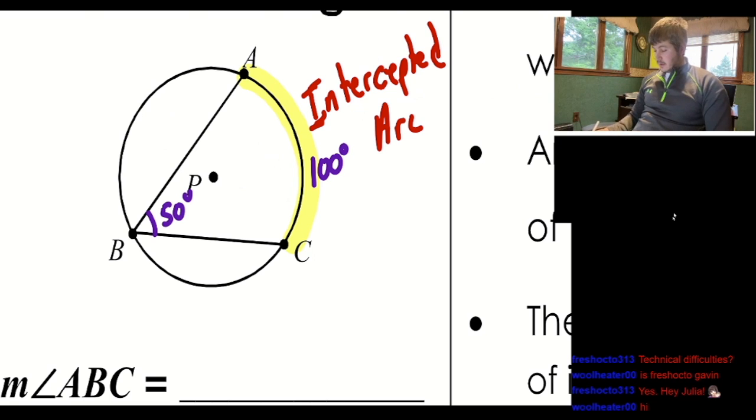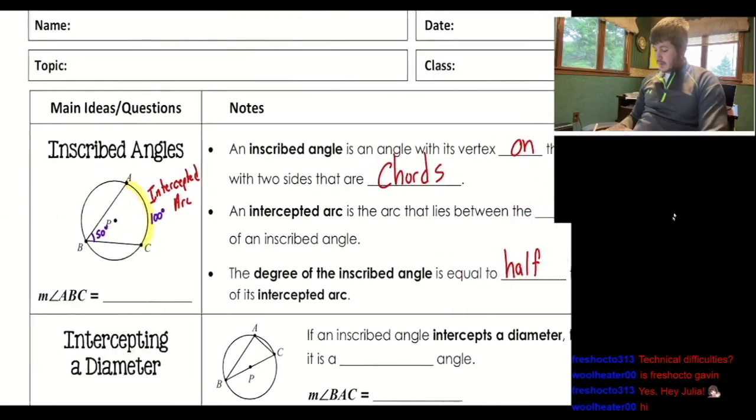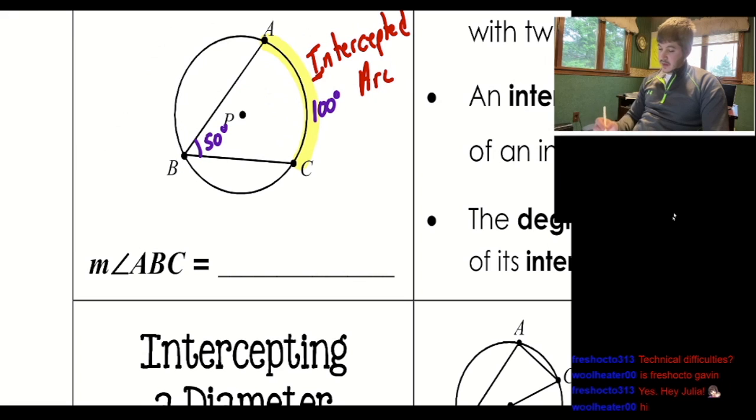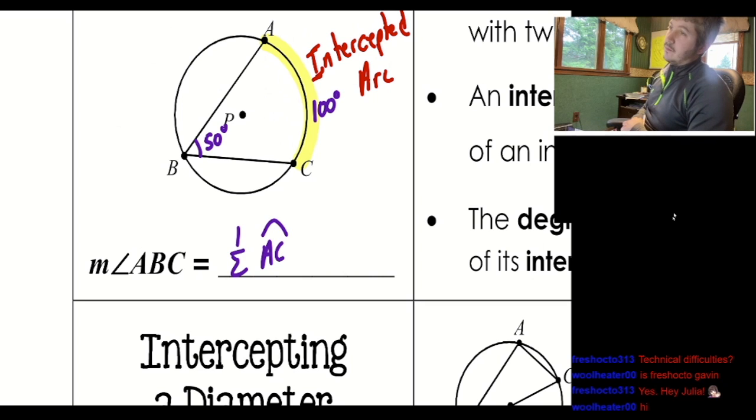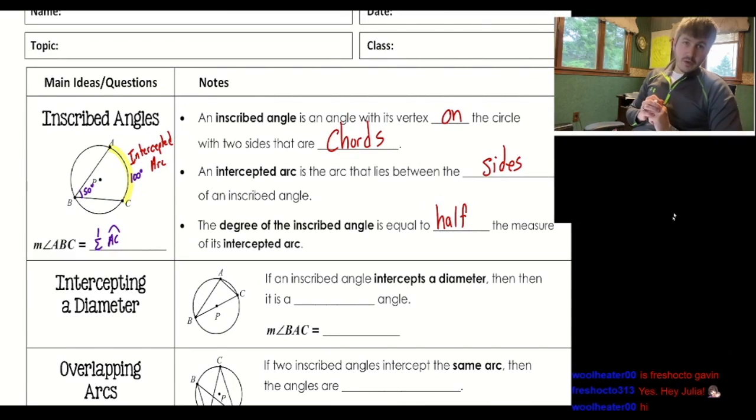So in our example right here, we can say that the measure of angle ABC is 1/2 of arc AC. I just arbitrarily chose 150 as an example. If you wrote 50 degrees in that blank, that's fine. But I'm just kind of putting the rule out there for the inscribed angle. So that's one of the things that we're going to practice.